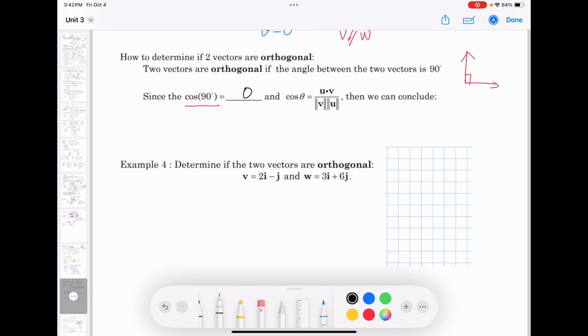So I can make the conclusion. Keeping the order because u goes first, if u is orthogonal to v, then I can tell that u dot v, the top of the fraction, must be 0.